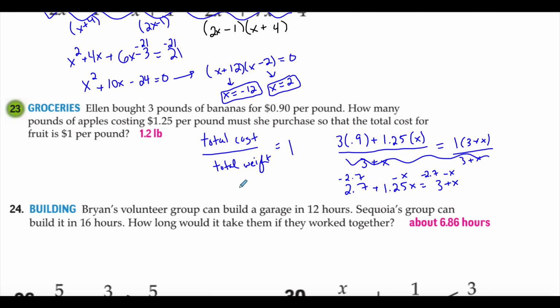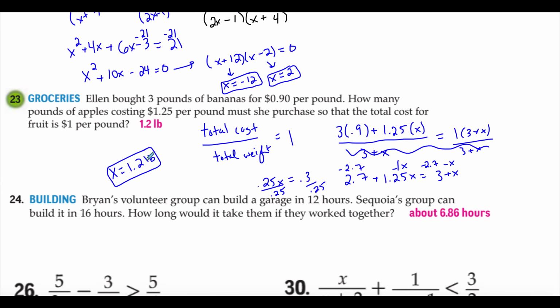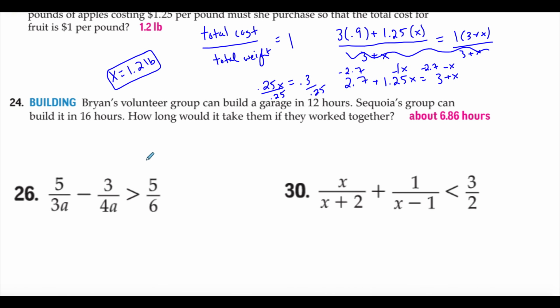And we'll get, if we subtract 1, right? So 1.25 minus 1 is 0.25x is equal to 0.3. I divide both sides by 0.25, and I get x equals 1.2, and that's pounds. Okay, so I needed 1.2 pounds of apples in order to get my total cost to $1 a pound. So the next one, we have one just like this on the notes.